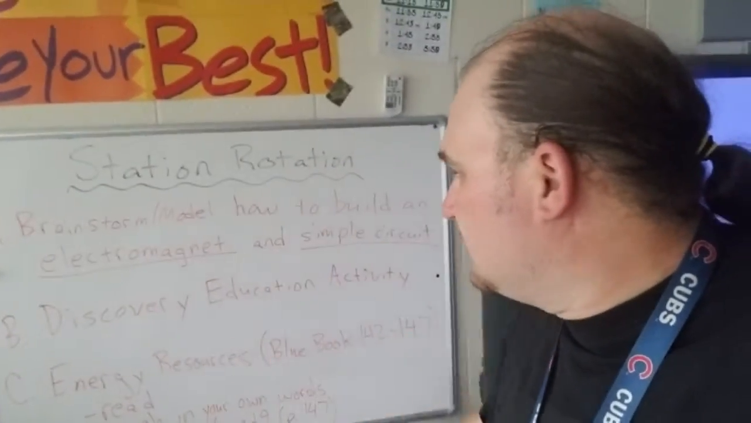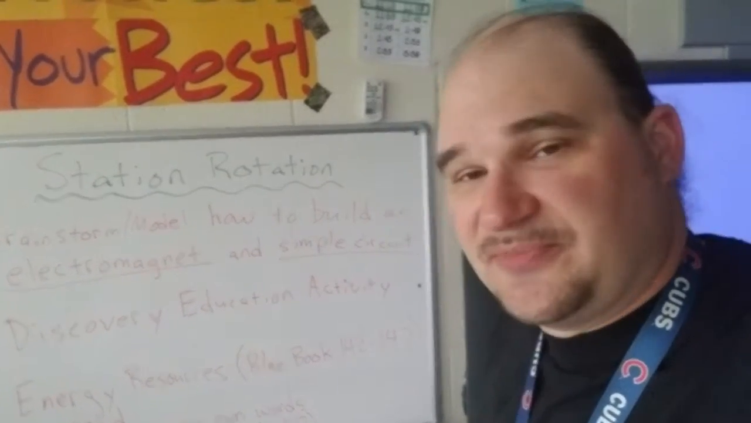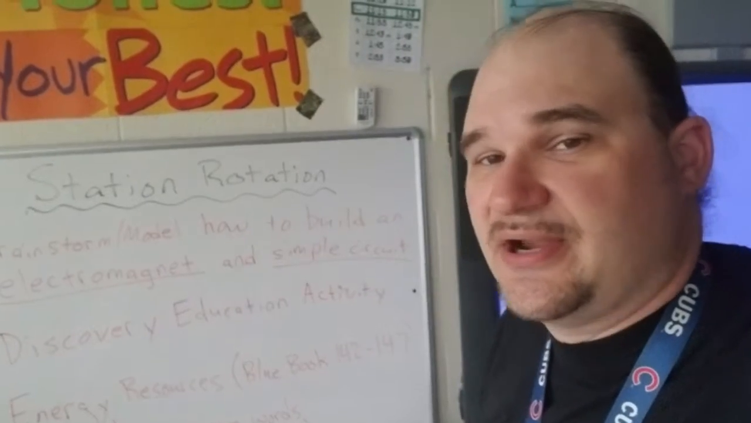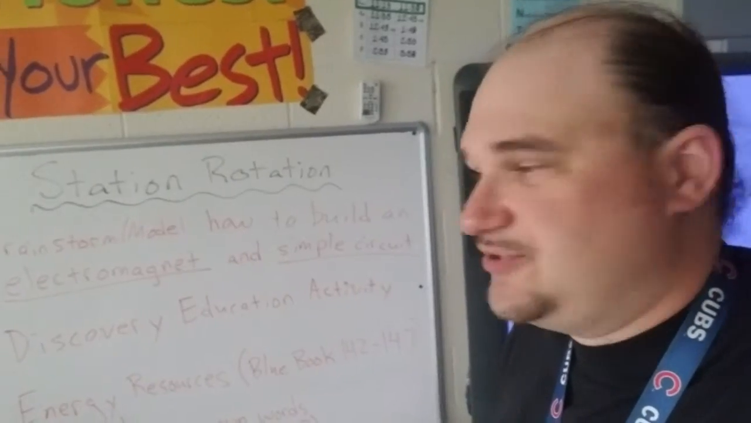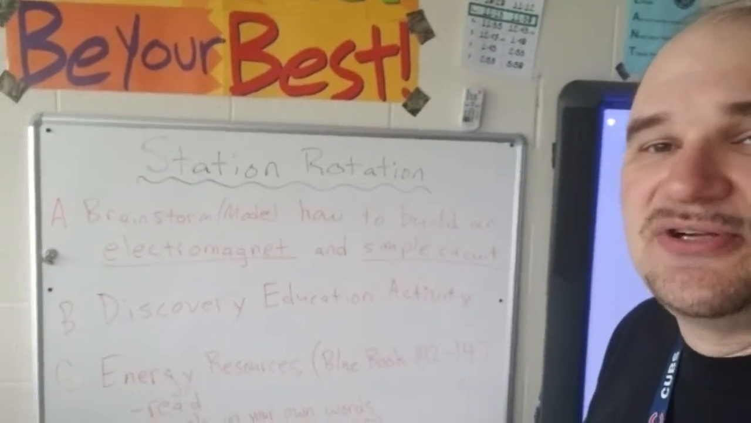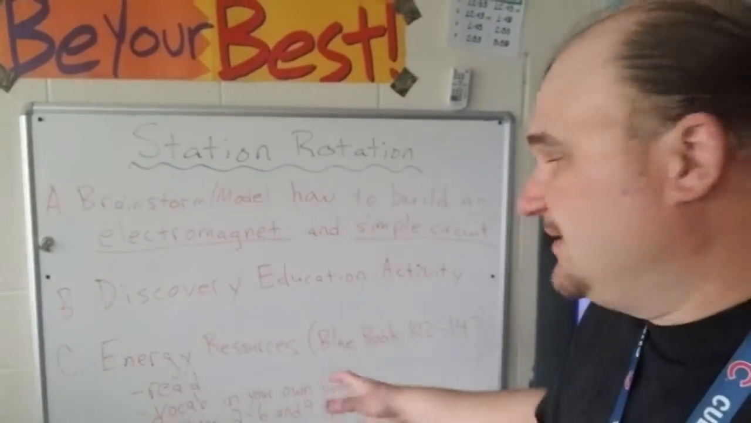So first group, brainstorm and model how to build an electromagnet in a simple circuit. That's going to be a paper activity. Just doing exactly what it says there. Brainstorming and modeling how to make those 2 different things, electromagnets and simple circuits. Trying to keep it pretty simple, no pun intended.